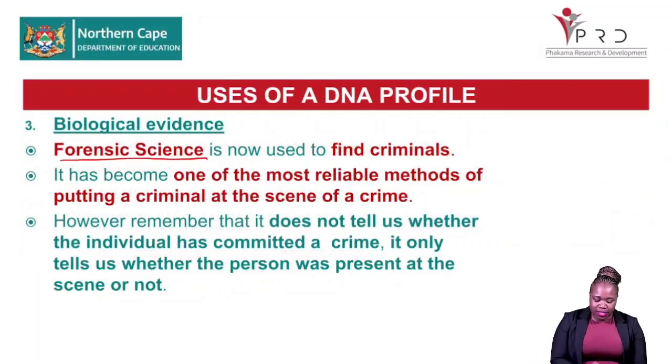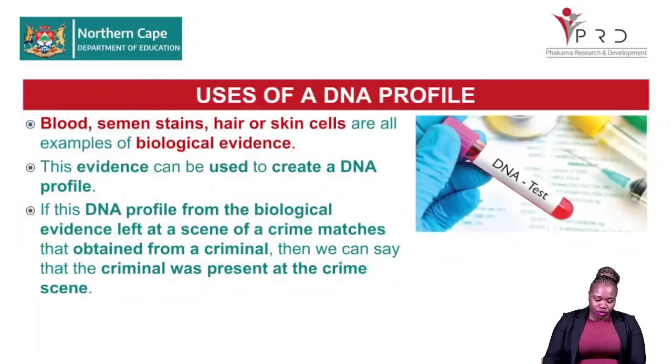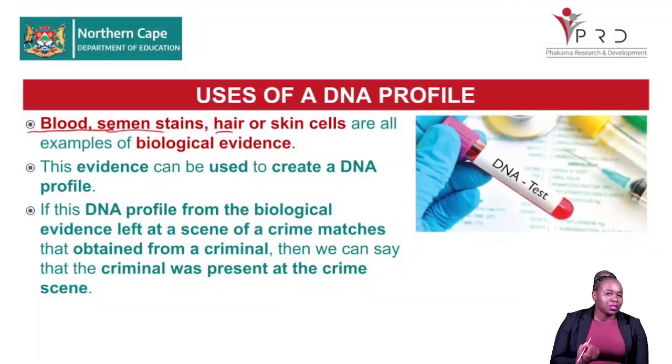So as we have said, it is a reliable method because your DNA cannot be altered, right? And again, we know your DNA does not look the same as anyone else's DNA, but you should remember this does not tell us that the individual committed the crime, but just tells us that this individual was found in the place of the crime at the time the crime was committed. So here we can have your blood, we can have your semen stains, your hair that was left at the crime scene, some skin cells also.